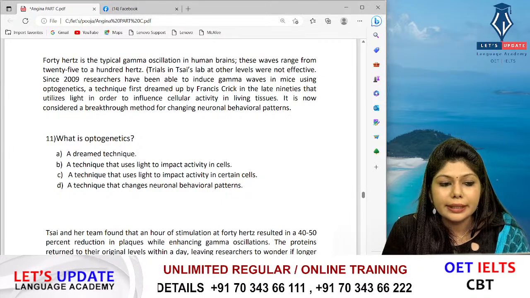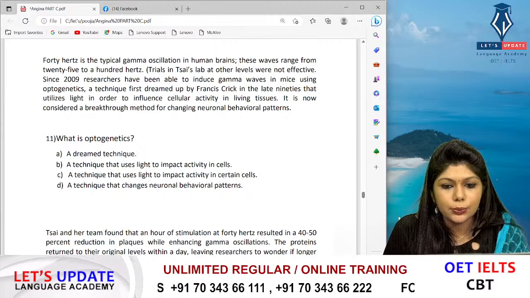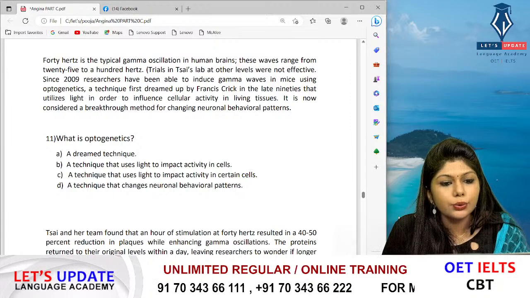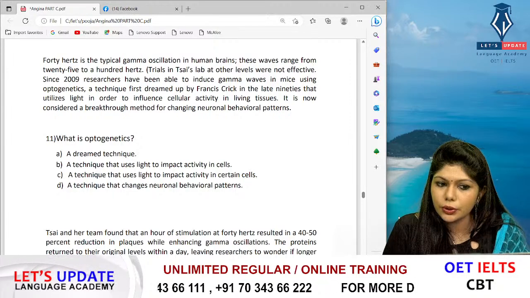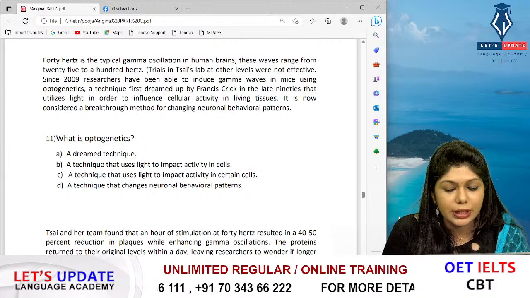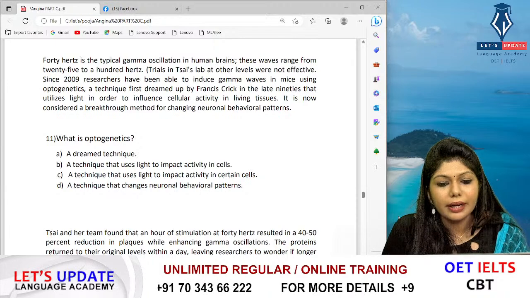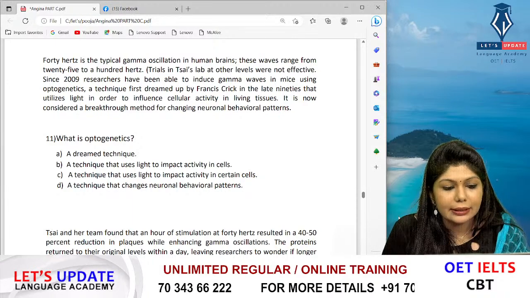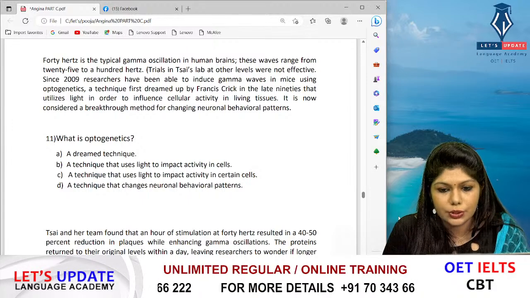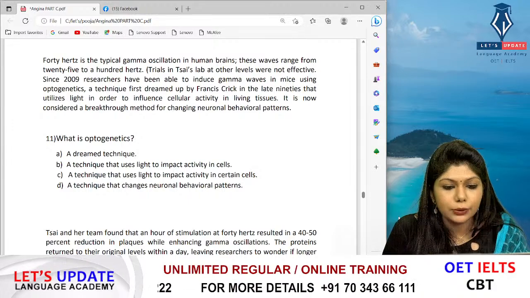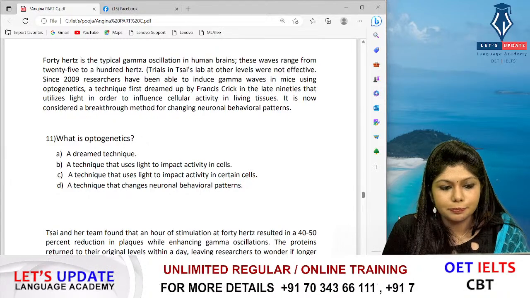Okay, so I'll read this. 40 hertz is a typical gamma oscillation in human brains. These waves range from 25 to 100 hertz. Trials in Tsai's lab at other levels were not effective. Since 2009, researchers have been able to induce gamma waves in mice using optogenetics, a technique first dreamed up by Francis Crick in the late 90s that utilizes light in order to influence cellular activity in living tissues. It is now considered a breakthrough method for changing neuronal behavioral patterns.